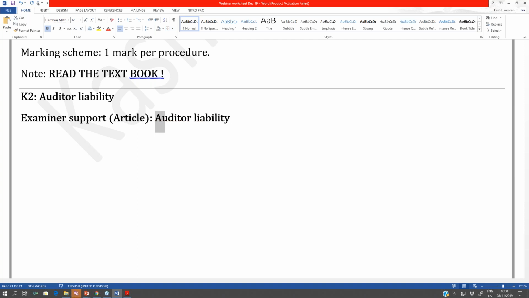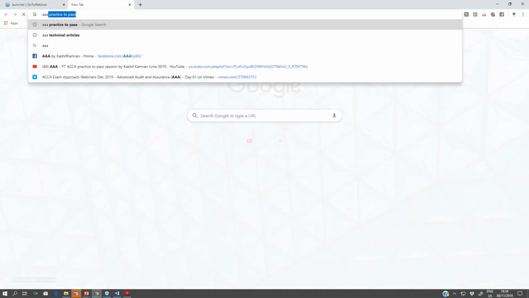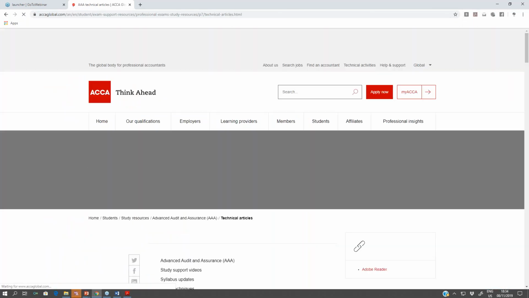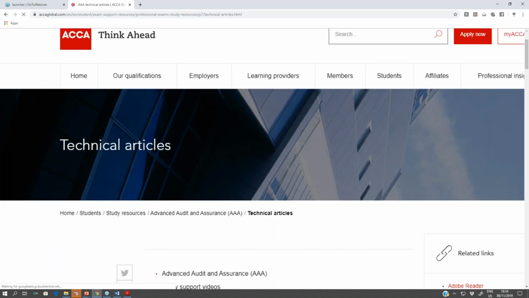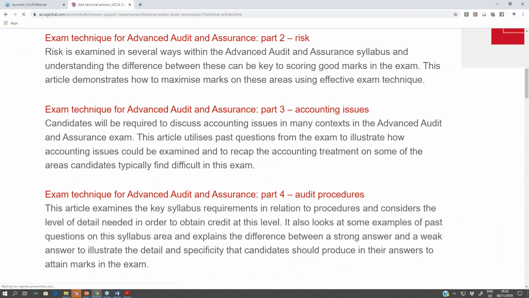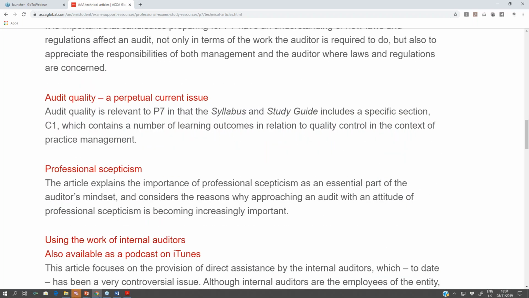So no need to go to the book. Just read the 2 to 3 page article and you will be prepared on this syllabus area, auditor liability. If I can just show you this article, you go to the technical articles within a second, and you reach this website and you go to the technical articles and you browse down, you will see an article which is on auditor liability.